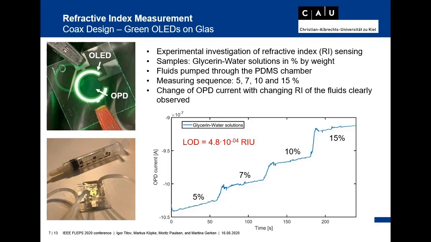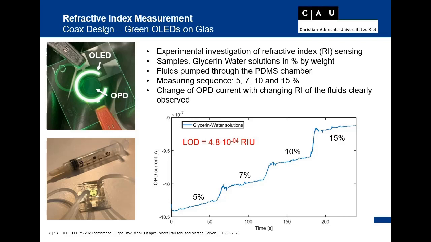The fluids were pumped alternately with a syringe through a PDMS chamber. On the right-hand side, we show a measurement of the visualized sample. As you can see, we pumped first 5, then 7, 10, and 15 glycerin water solutions in % by weight to show a staircase-shaped change of the refractive index inside the PDMS chamber.